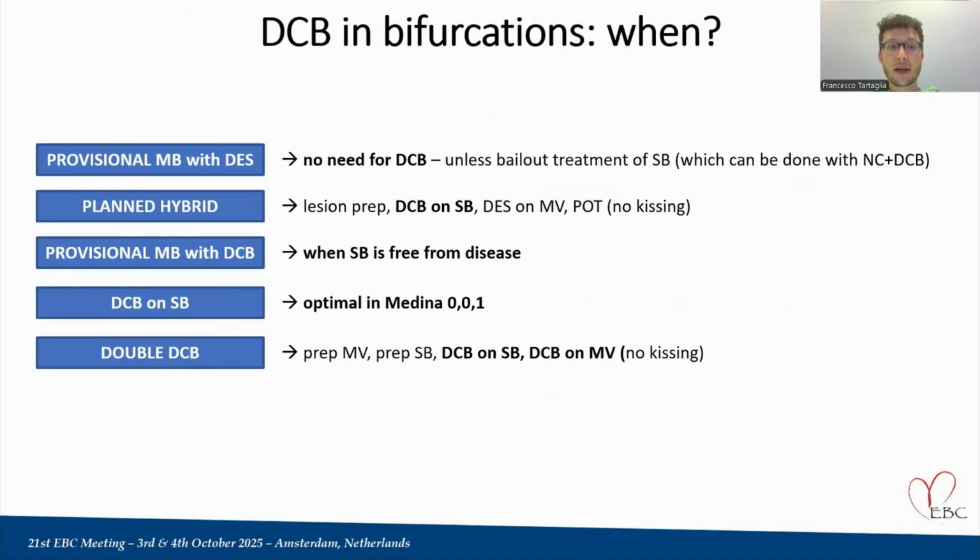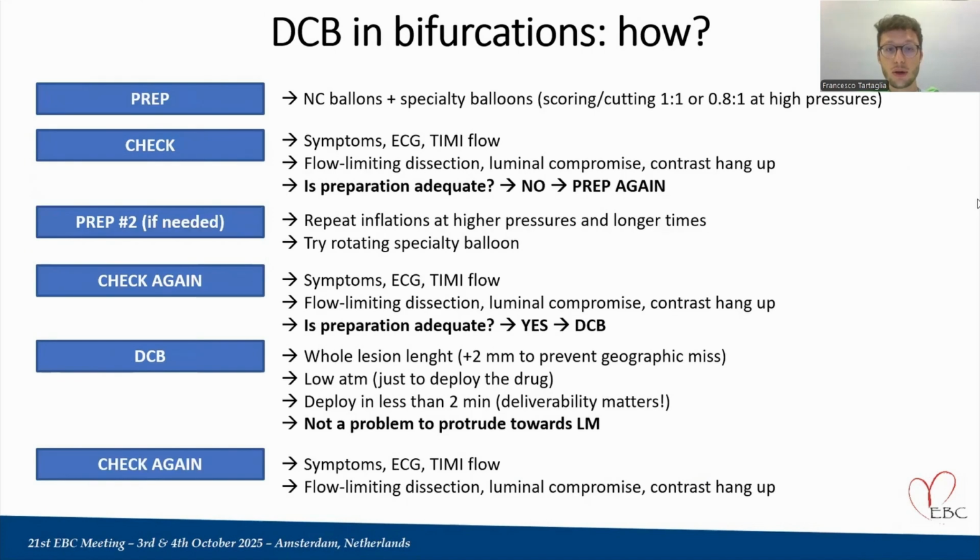In bifurcation, DCB can be used as part of a planned hybrid strategy with a DES in the main vessel and a DCB on the side branch, or in isolated Medina 0.0.1 lesions, a DCB can be used on the side branch alone. How do we use them in bifurcation? It's similar to what we do in other coronary segments. So the focus is on lesion preparation. We could use non-compliant balloons and specialty balloons.